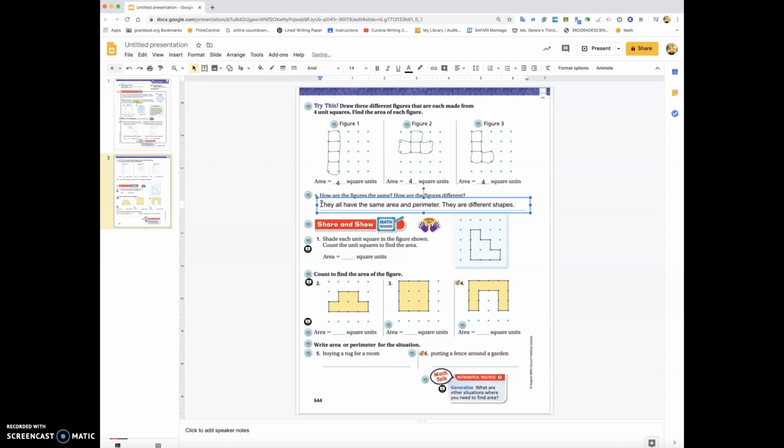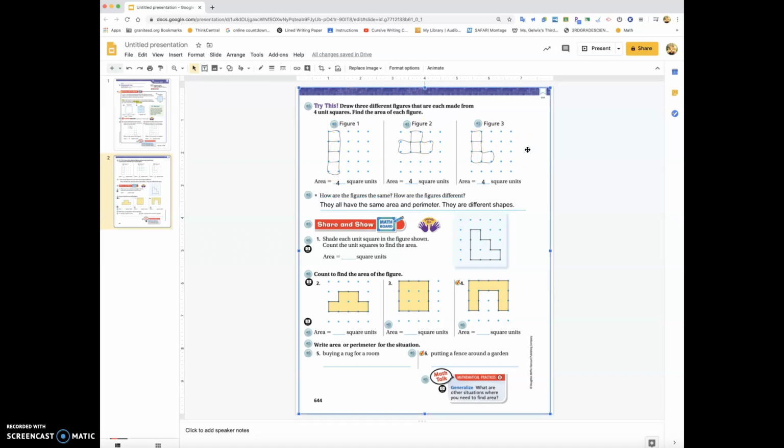This is a rectangle. This one is 1, 2, 3, 4, 5, 6, 7, 8, an octagon. This is 1, 2, 3, 4, 5, 6, a hexagon. So we have a rectangle, a quadrilateral, an octagon, and a hexagon. But they all have the same area and the same perimeter, which is kind of crazy.